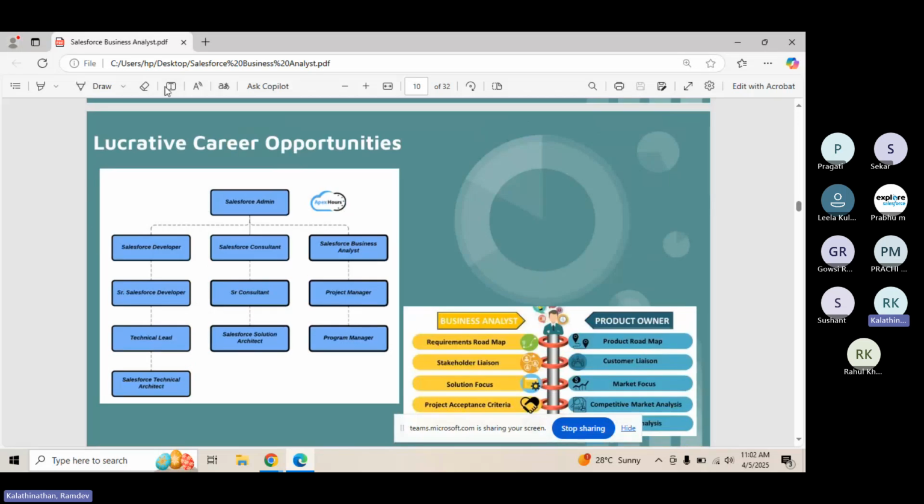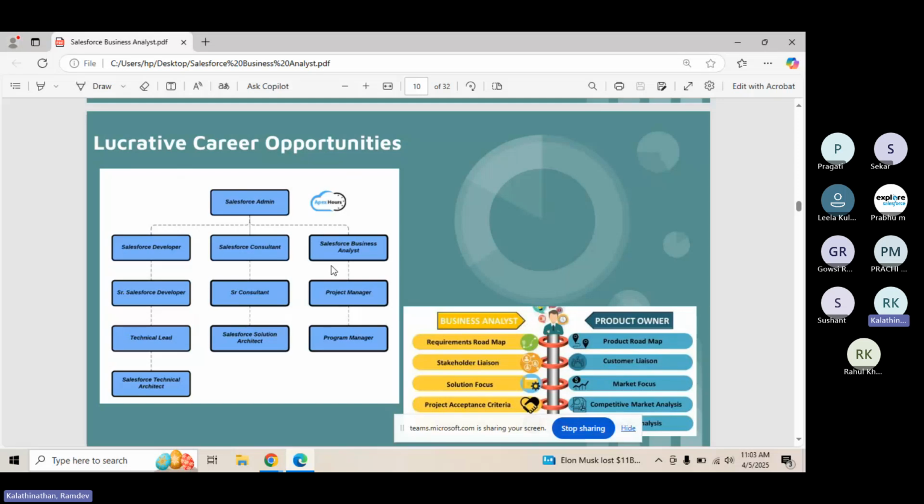And so here are the different opportunities that I wanted to talk about, right? If someone wants to get into Salesforce, the first thing that we ask them to do is a Salesforce admin. And then they can decide whether they want to get into the developer stream, the consultant stream, or become a BA. So let's talk about this third stream, which is where we are now, right?